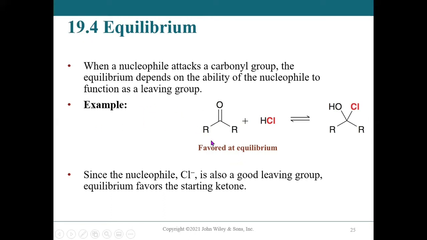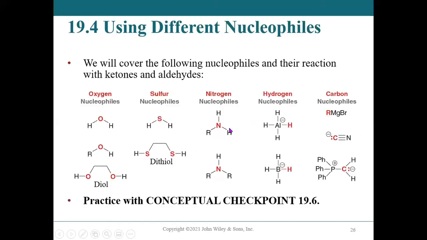leaving group. For example, for this ketone with HCl, the reactant was favored at equilibrium. Since the nucleophile Cl⁻ is also a good leaving group, equilibrium favors the starting ketone. So you can think of this addition as producing this product that has Cl, but Cl is a good leaving group, therefore it favors the left side.